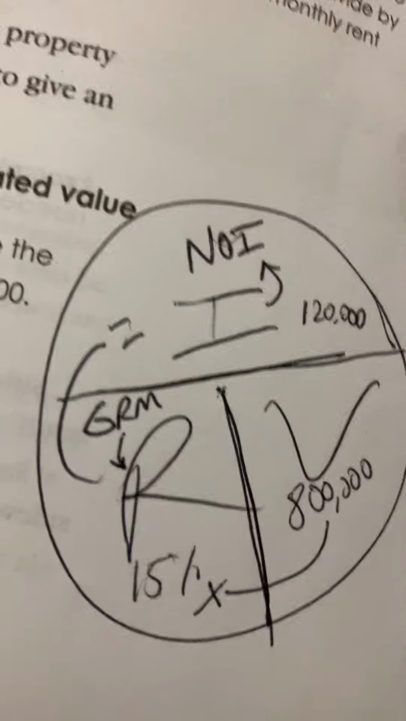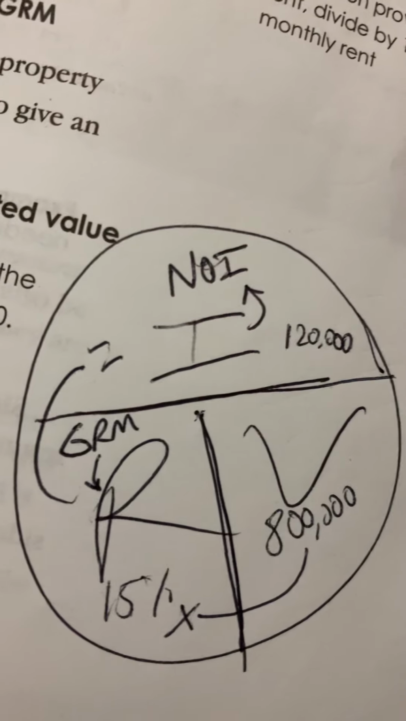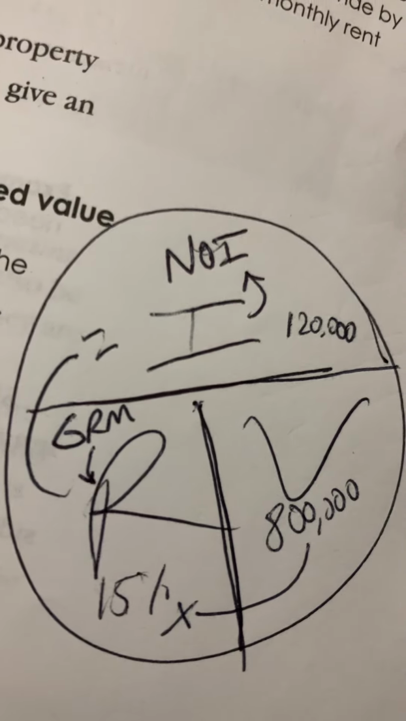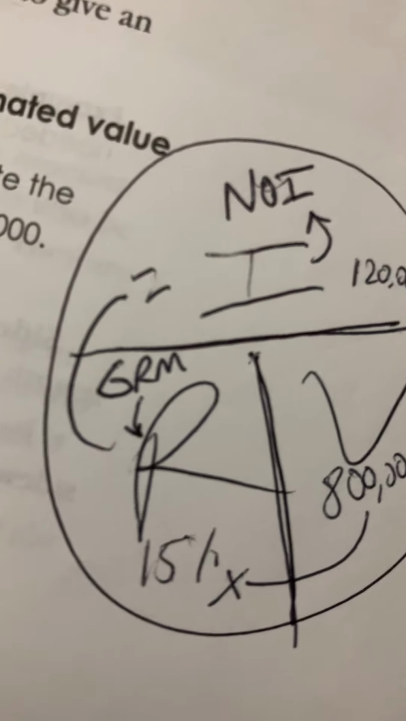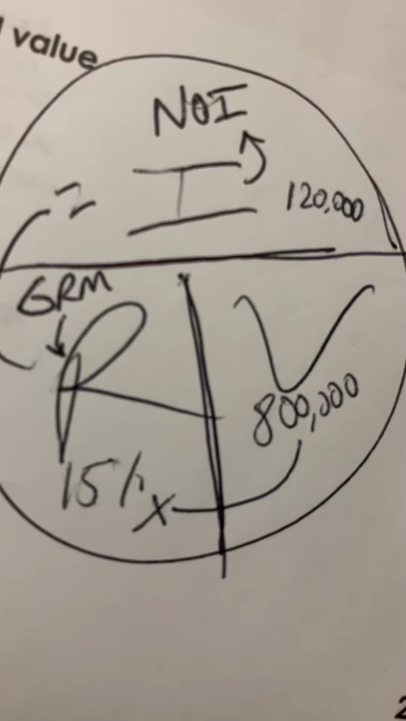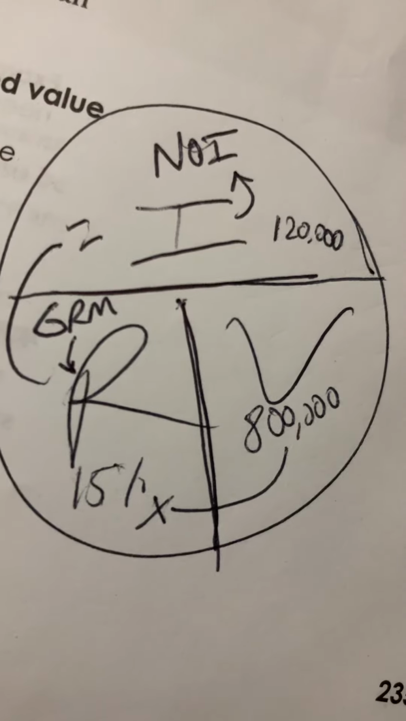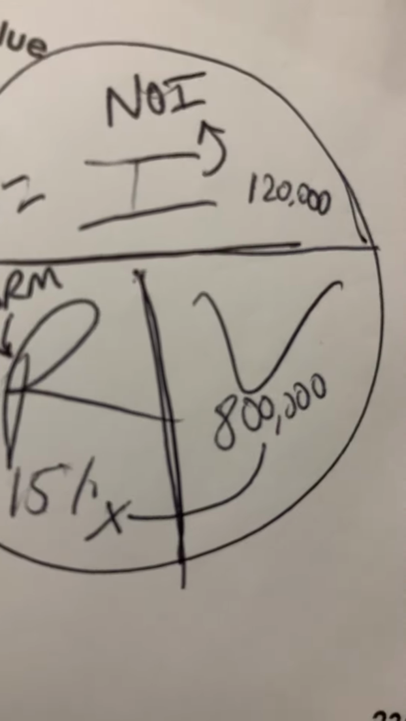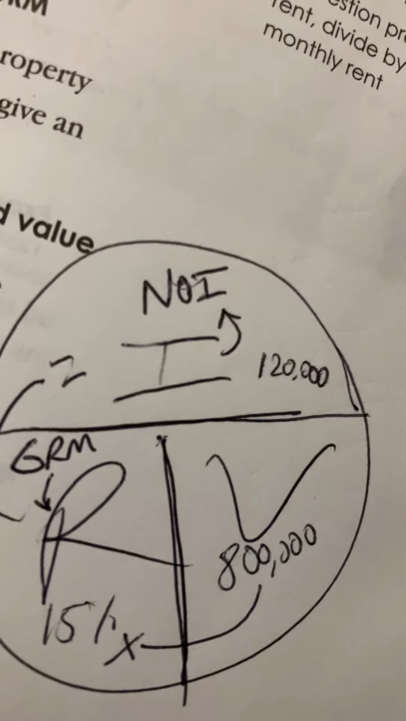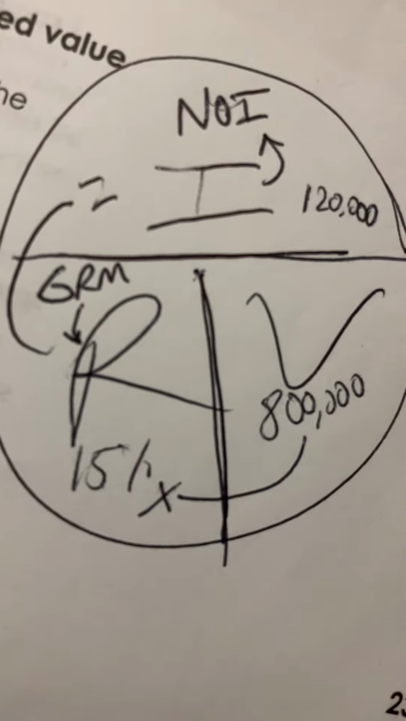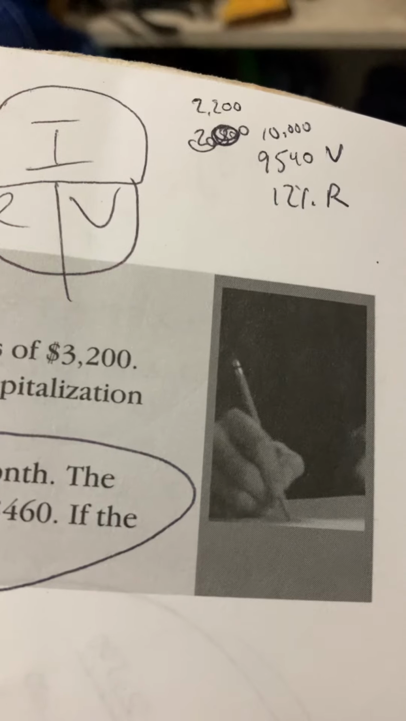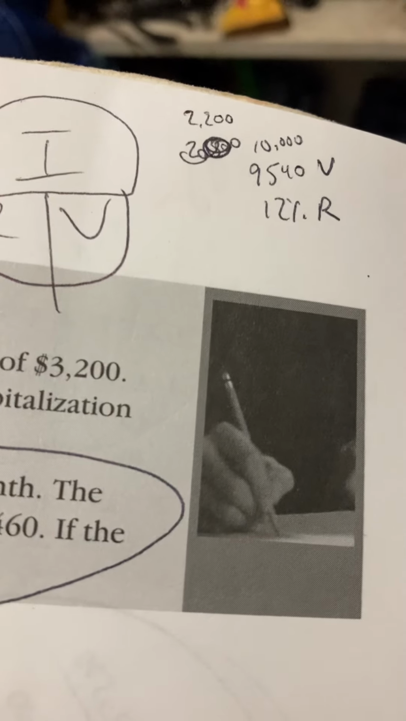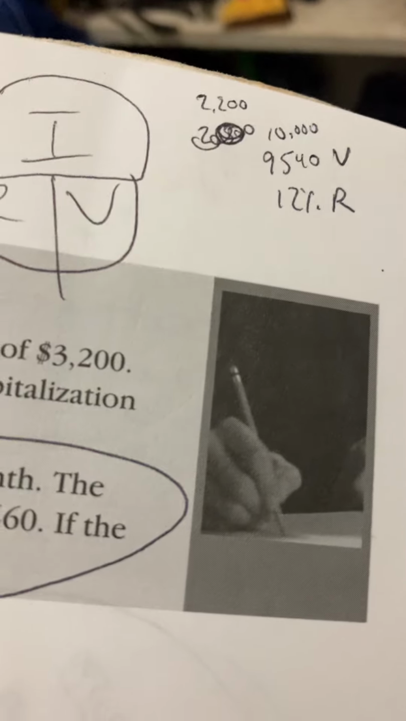And then it shows the IRV formula. NOI was $120,000. Shows the R, which was 15%. And obviously the value of $800,000 right there. And it shows the multiply on the bottom of the T. Little IRV up here, $2,200, $10,000, $9,540 values. I don't know what I was writing.